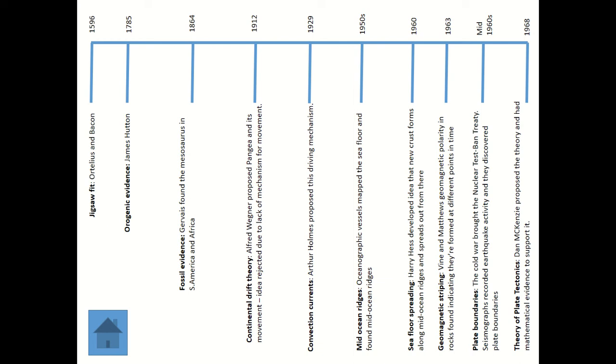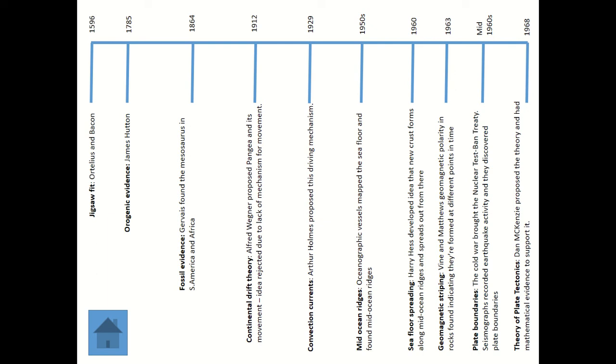The father of geology, James Hutton from Edinburgh, came up with orogenic evidence. He began to note that rock types were formed in different ways and that perhaps they began to match up, so North America and Europe had similar rock types. How could that be accounted for? So orogenic, basically mountain, so we've got mountain evidence coming in at that point.